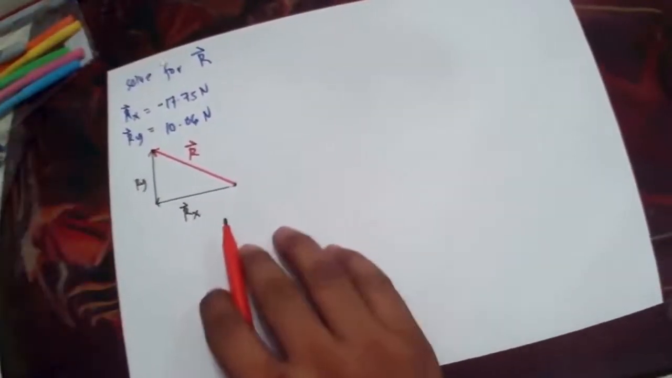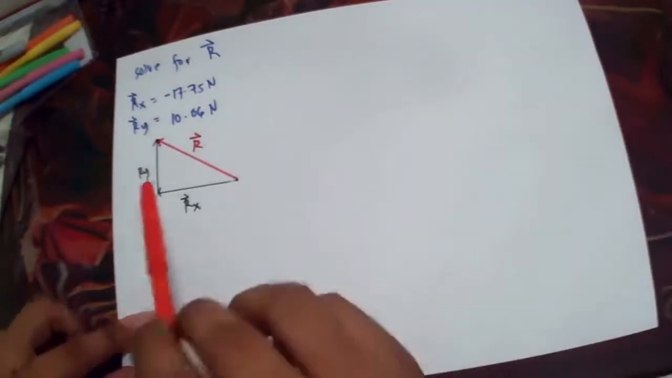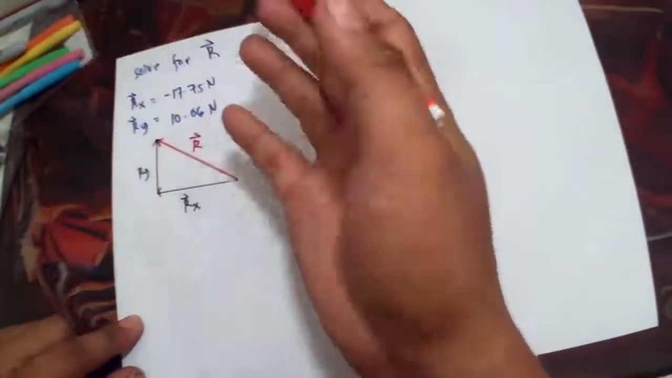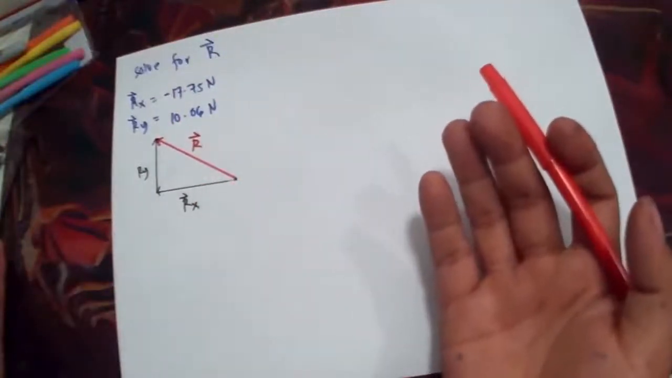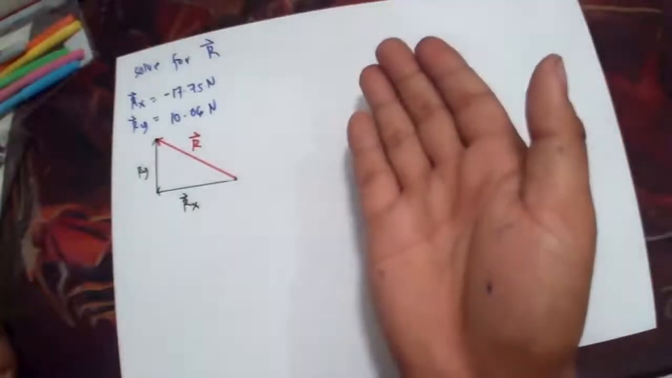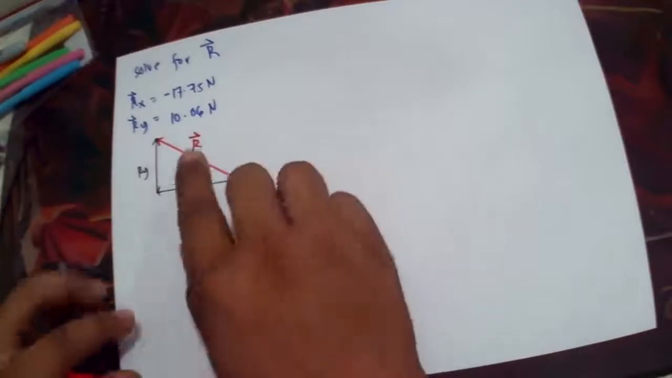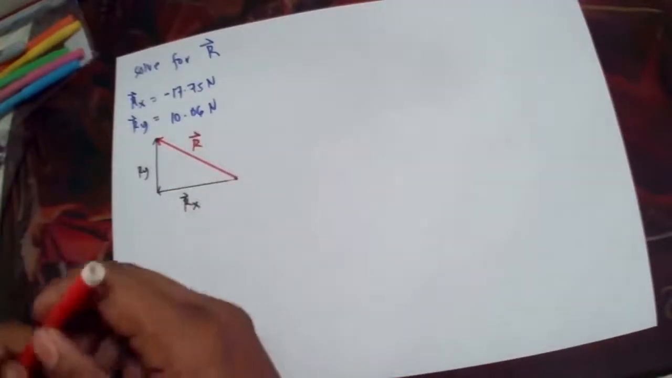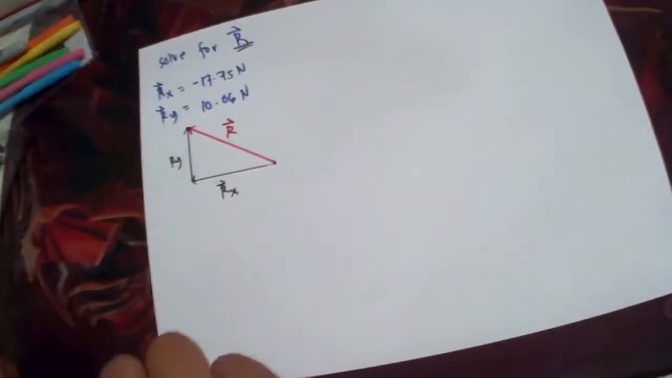We already computed the value of r sub x and also the value of r sub y. As I said a while ago in our analytical method, if the y component and x component are given, then we can simply proceed to the Pythagorean theorem in finding the resultant vector. That means I will solve for r using the Pythagorean theorem.